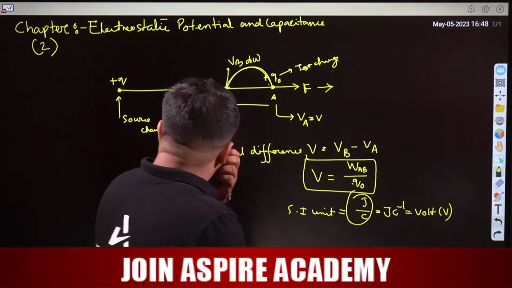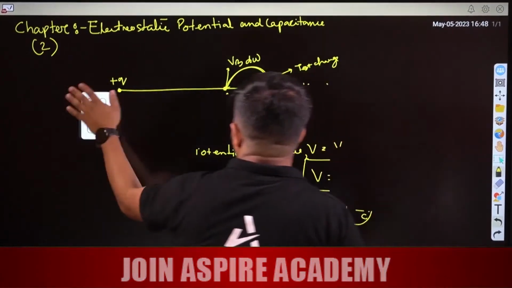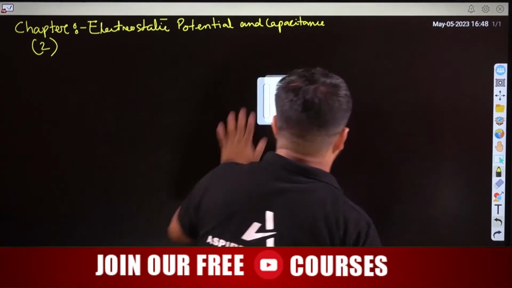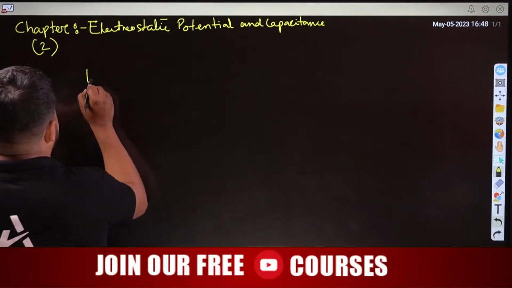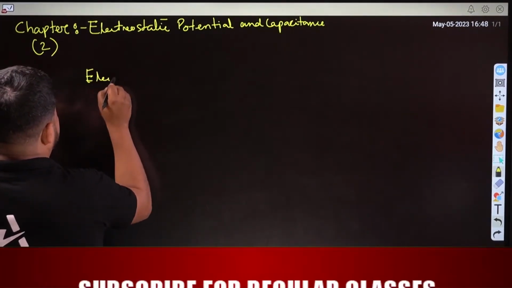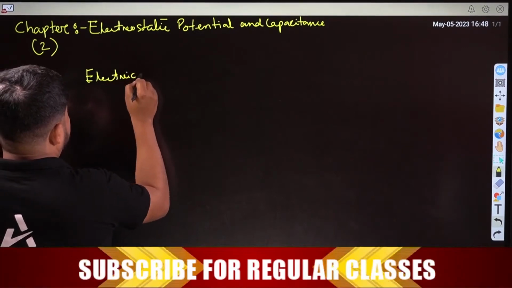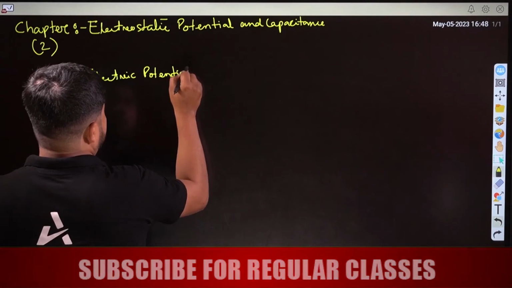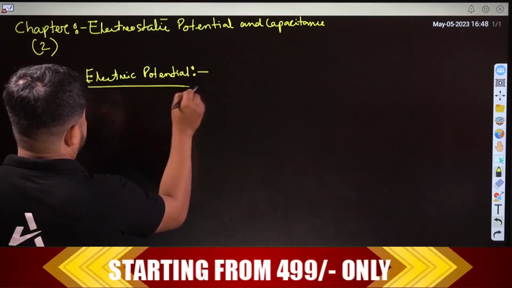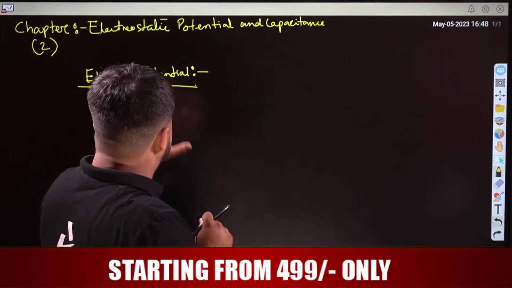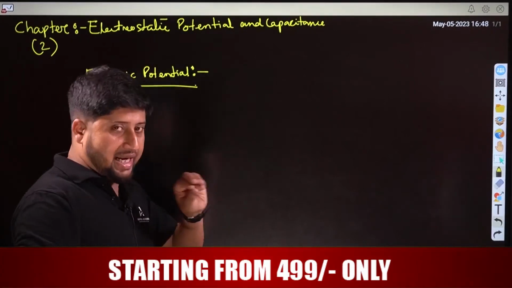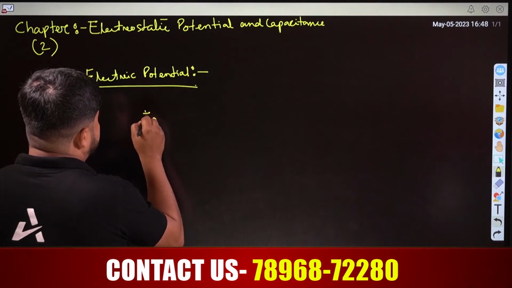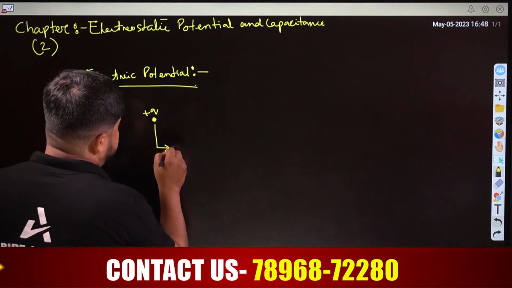Okay, next is called electric potential. Similarly, what is electric potential? What is electric potential, and how is it different from potential difference? Suppose there is a positive charge, this is called the source charge.